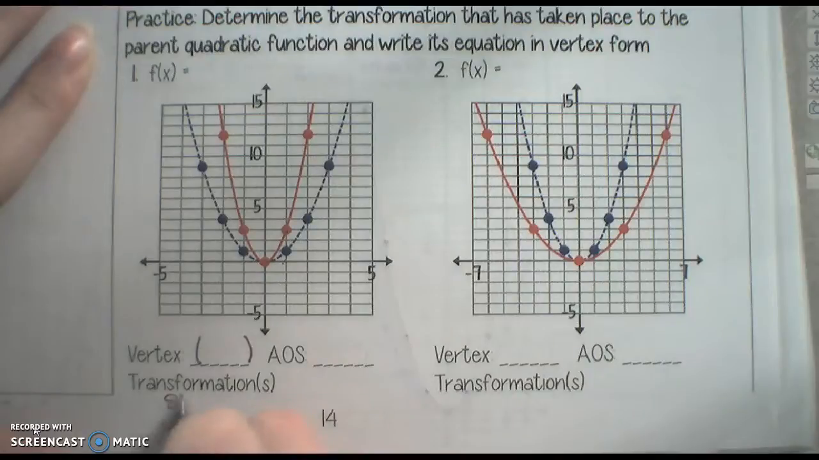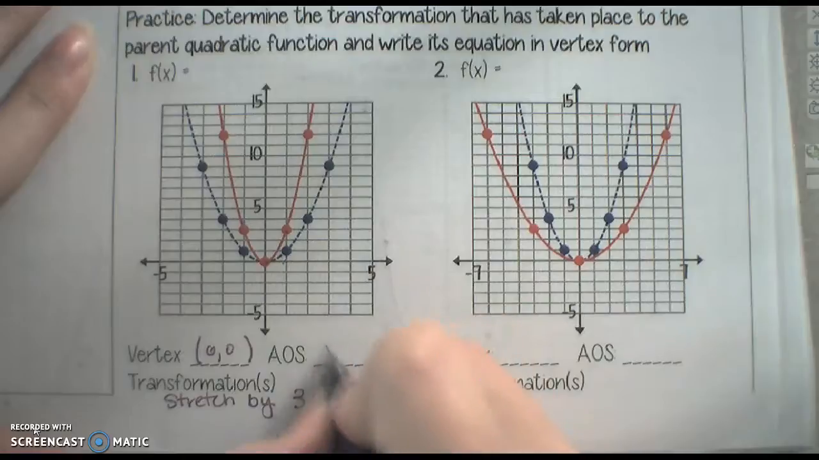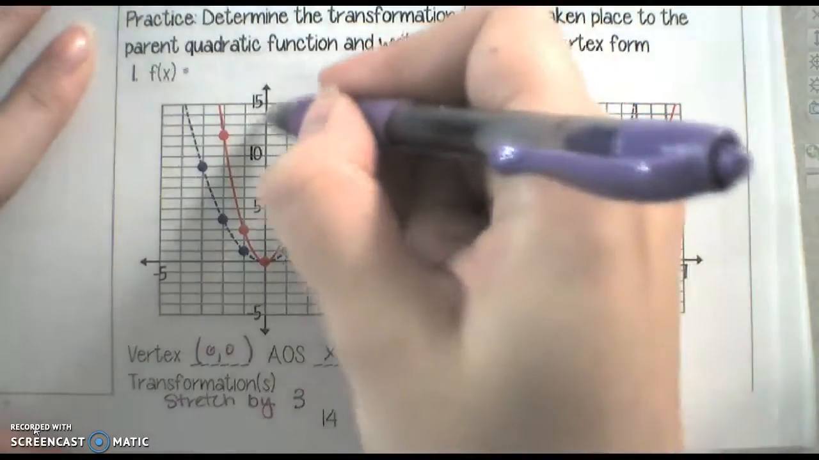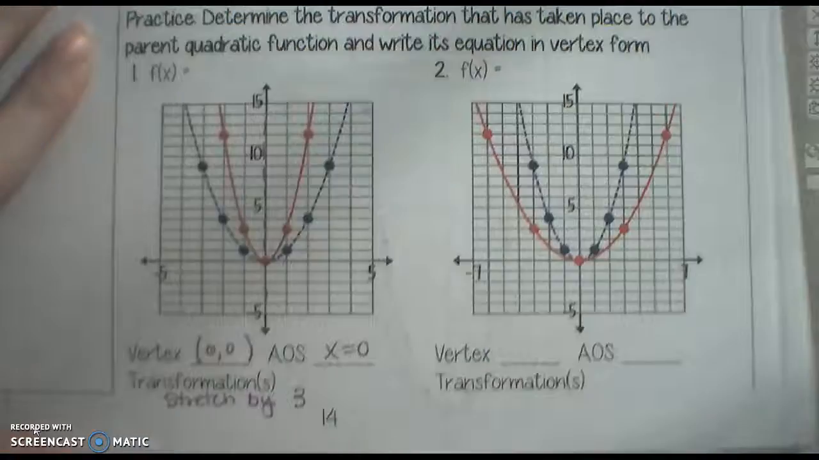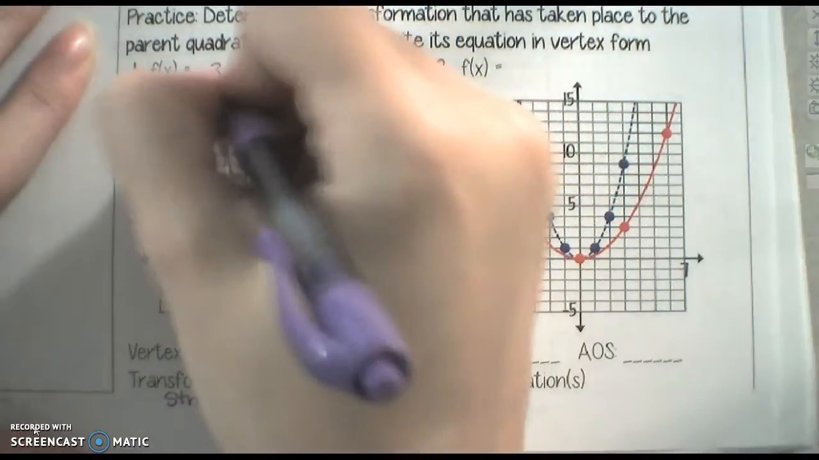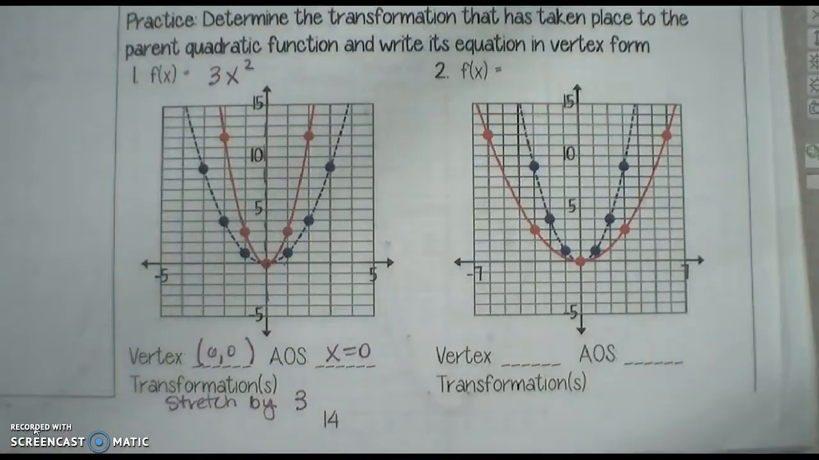That would be a stretch by a factor of 3. So that's one thing that happened. We're still at 0, 0 for our vertex, so we didn't move left, right, or up or down. So we have an axis of symmetry of x equals 0 going through right there. So the only thing is that stretch by a factor of 3, which means we're going to put a 3 in front. And we should have 3x squared.